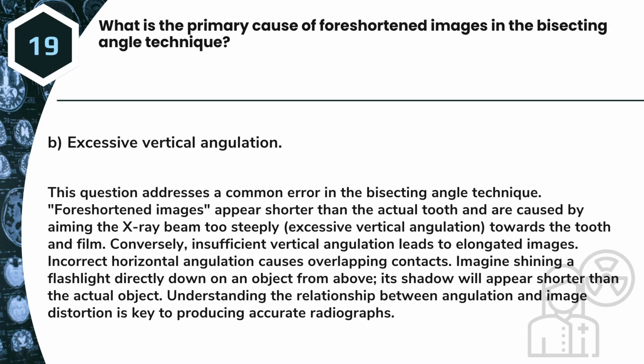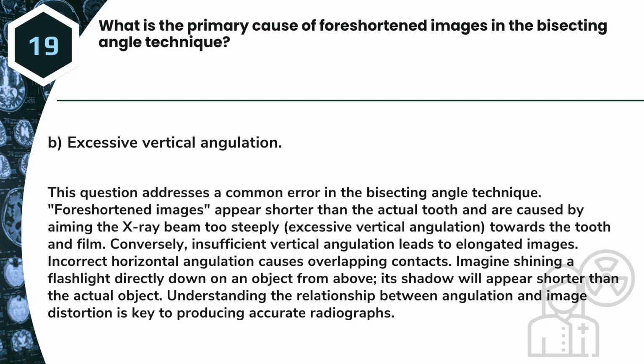Answer B. Excessive vertical angulation. This question addresses a common error in the bisecting angle technique. Foreshortened images appear shorter than the actual tooth and are caused by aiming the X-ray beam too steeply, excessive vertical angulation, towards the tooth and film. Conversely, insufficient vertical angulation leads to elongated images.